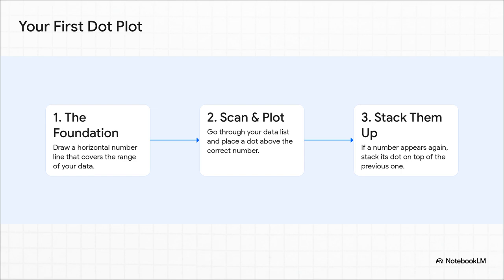And making one of these couldn't be easier. Seriously, it's just 3 steps. First, you just draw a basic number line. Step 2, you go through your list one number at a time, and you put a dot above that number on your line. And third, if a number shows up again, you just stack another dot right on top of the first one. That's it.